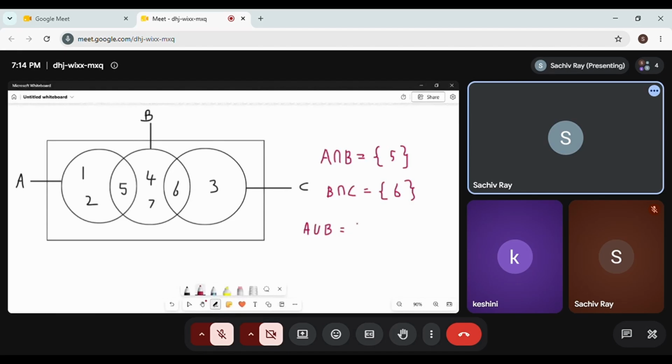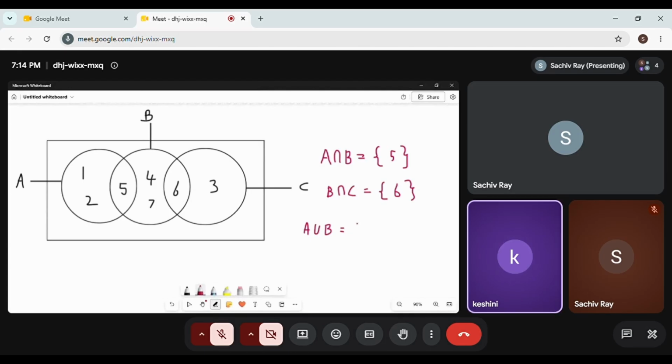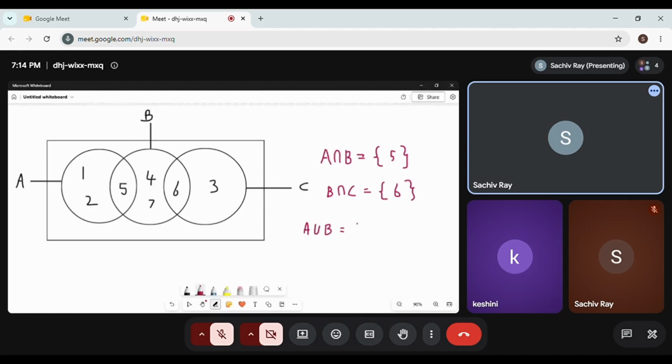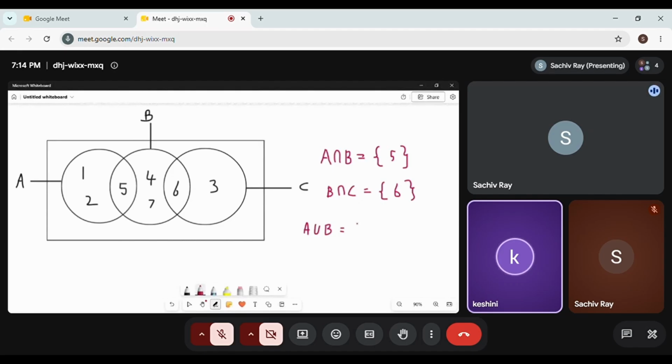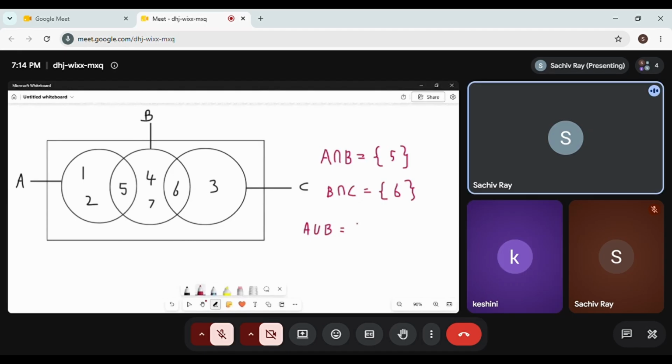What about A union B union C? 1, 2, 3, 4, 5, 6, 7. This set, all of it, right? Yes. Okay. What about this set? A intersect C.